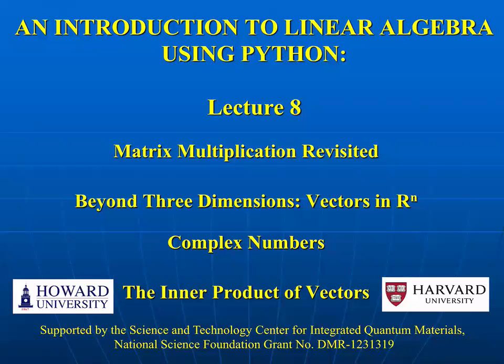Let me say one thing about lecture 7. If you noticed at the break, we didn't continue the lecture. We ran into technical difficulties. So what we're going to do in lecture 8 is pick up from the break point from lecture 7. This afternoon, we'll talk about matrix multiplication revisited beyond 3 dimensions, looking at vectors in Rn, n-dimensional spaces or n-dimensional vectors, complex numbers, and the inner product of vectors.